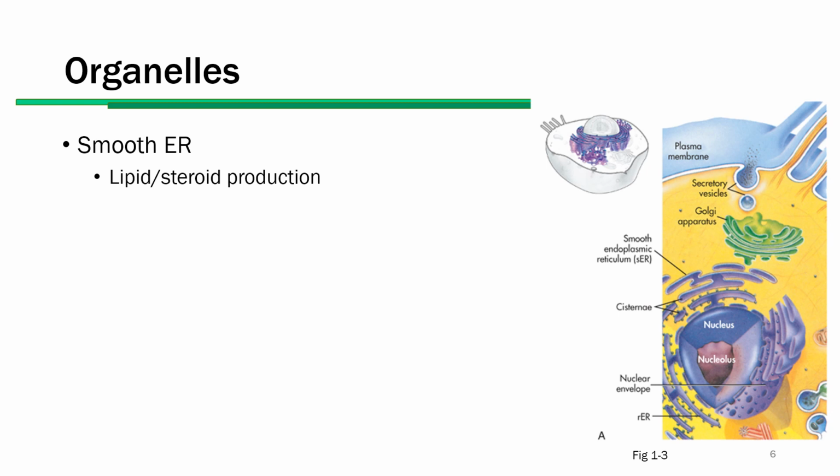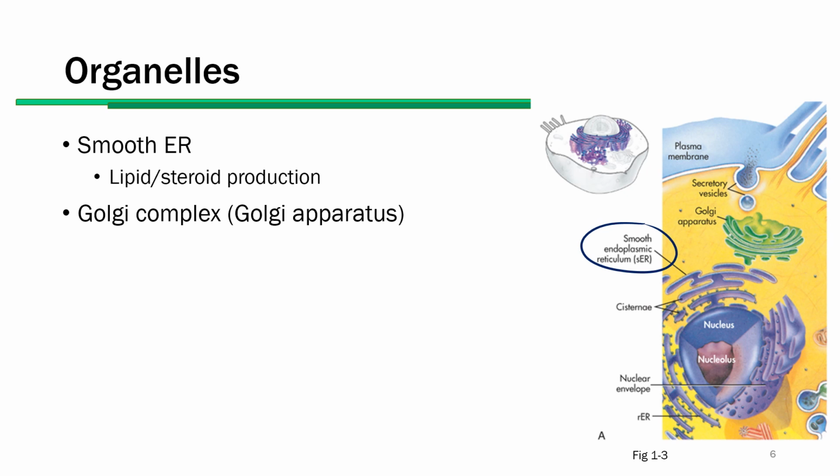Smooth endoplasmic reticulum is responsible for lipid and steroid production. So it doesn't have any ribosomes, but it is still producing things, and it's producing those lipids and steroids.